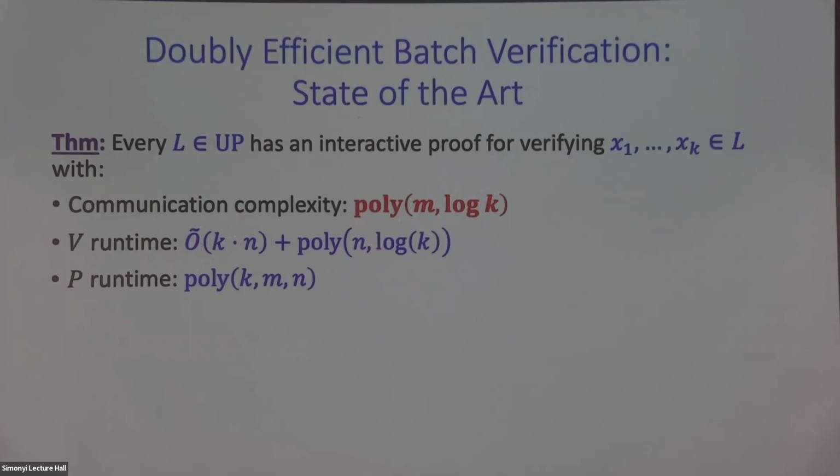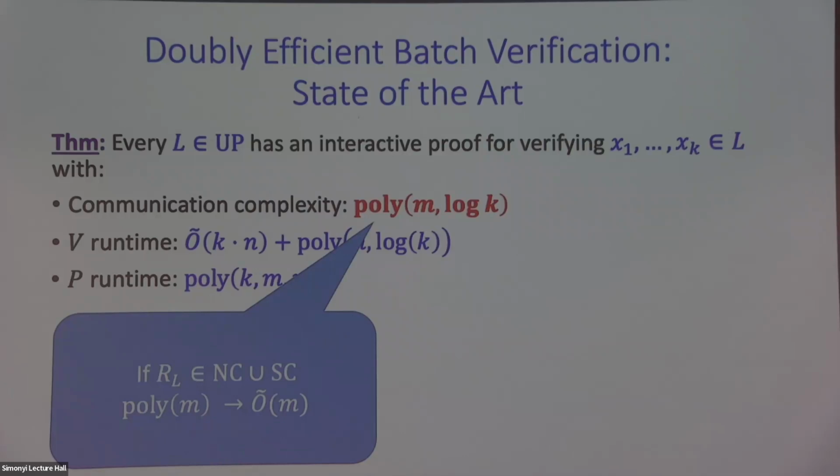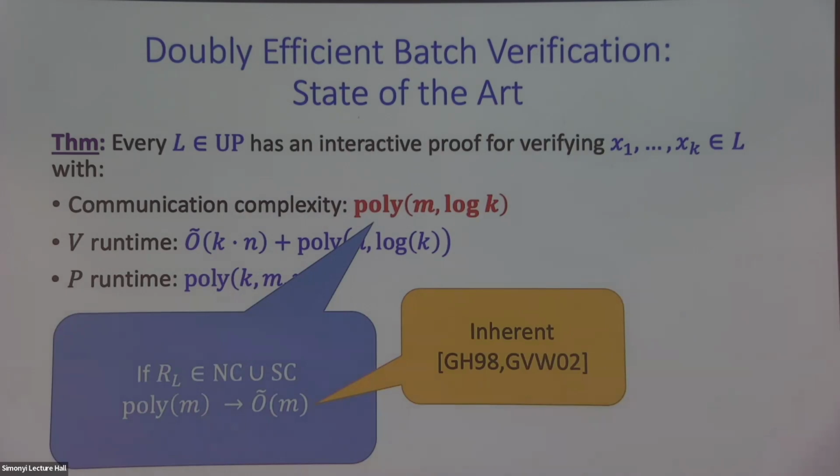By the way, throughout, n is the input length, m is the witness length, and k is the number of instances. Is m different than n? I think of them as polynomially related, so here I don't mind so much. And the prover is polynomial time. Just very briefly, about this poly m factor: if your NP relation happens to be either bounded depth or bounded space, then actually the poly m can be an O tilde of m. And I mentioned before already that the m factor is inherent. There should be some linear in m dependence, which is indeed there.